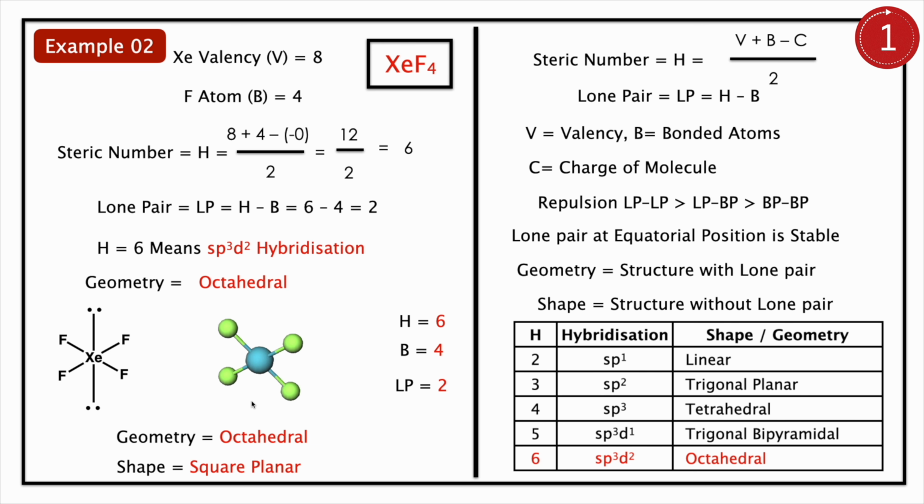Here 4 bonded atoms are there, and you should position the 2 lone pairs in the octahedral. The 2 lone pairs come in the axial position because that gives the maximum angle. So geometry is octahedral, lone pairs are not visible, so only fluorine atoms are visible. That is a square planar structure. So the shape of XeF4 is square planar.